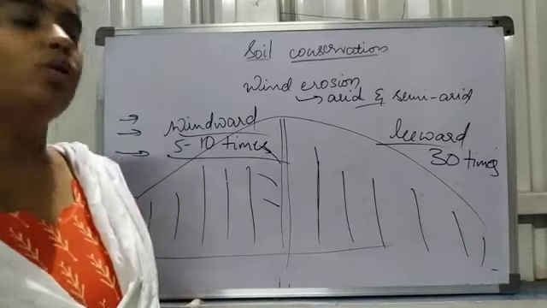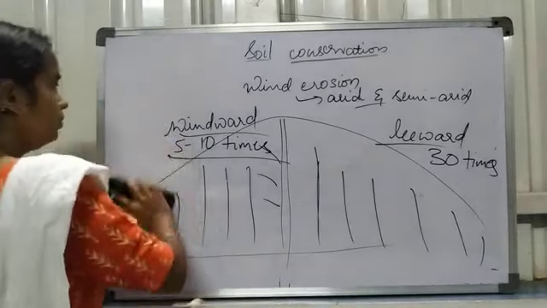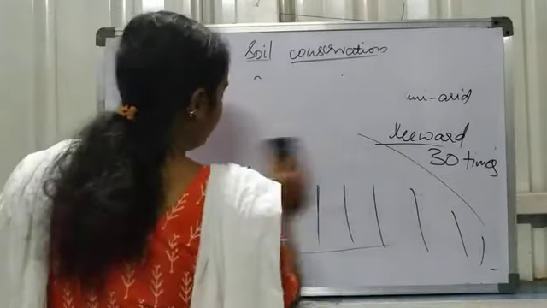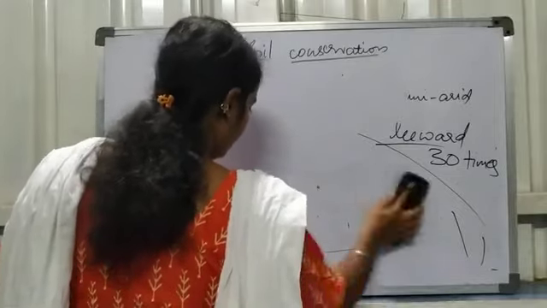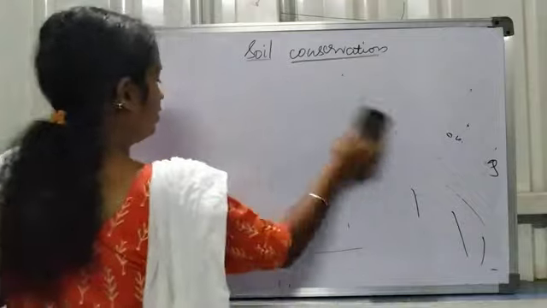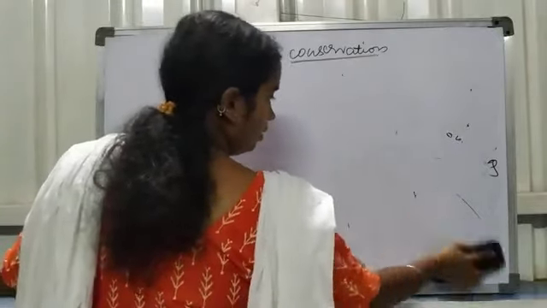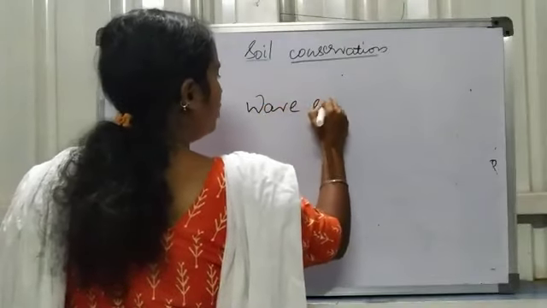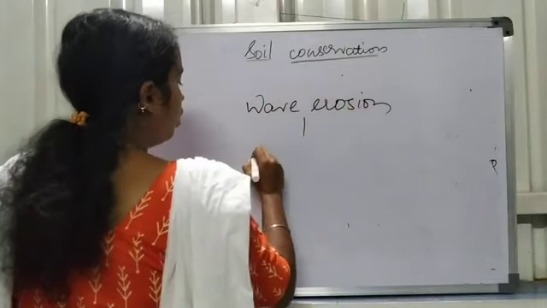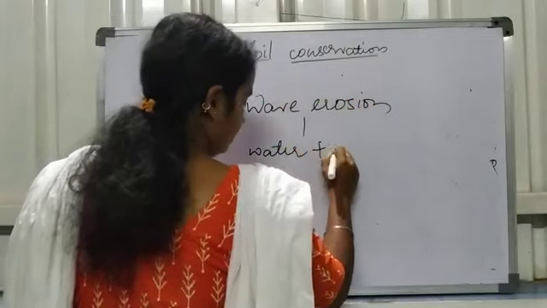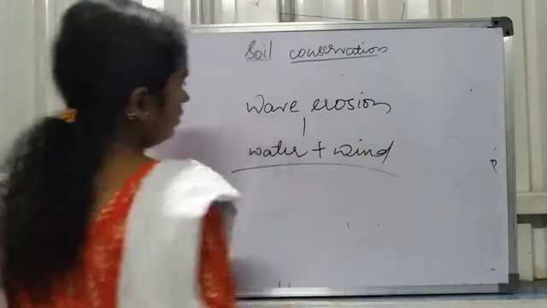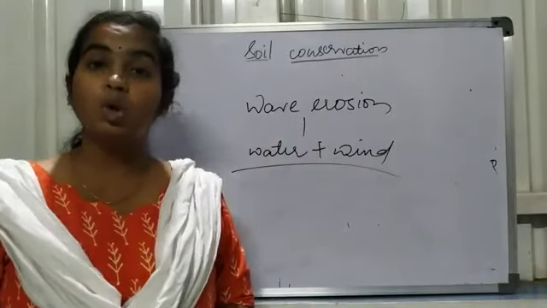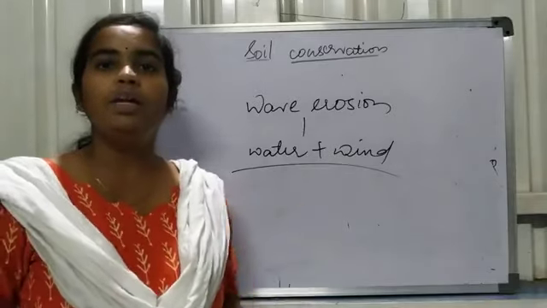And next one is about wave erosion. We learnt about water erosion and wind erosion separately. So next is wave erosion. Wave erosion is nothing but the combination of water plus wind erosion. So this is about soil conservation, because how can we save or conserve the soil from water and wind erosion.